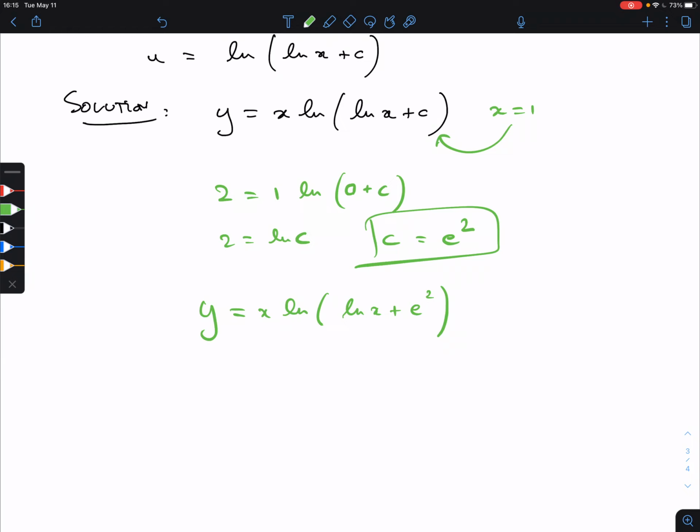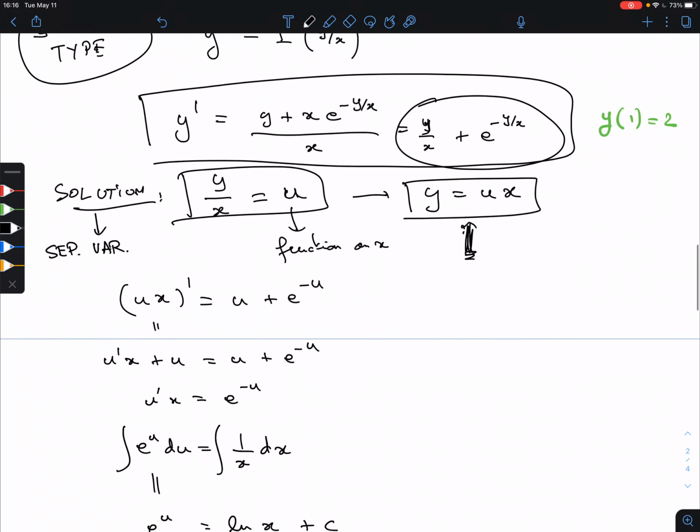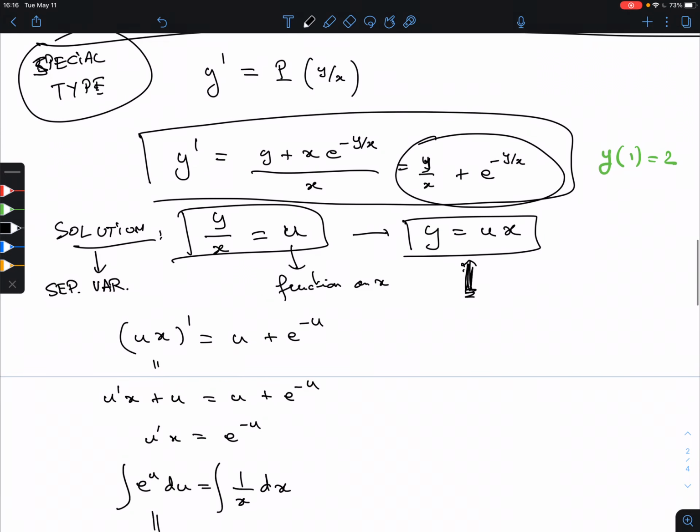Let's do another example. Once you know this technique, it's really not so hard. You have to recognize the form. That's going to be the tougher part, recognizing which special type, which form you are dealing with, so that you can separate the variables.